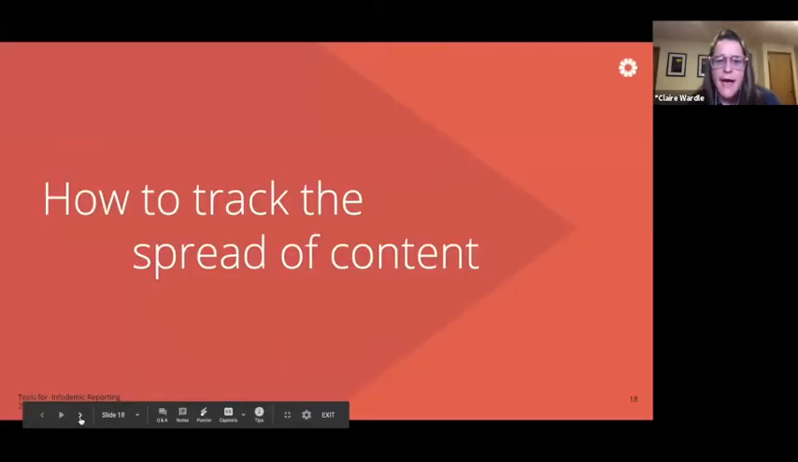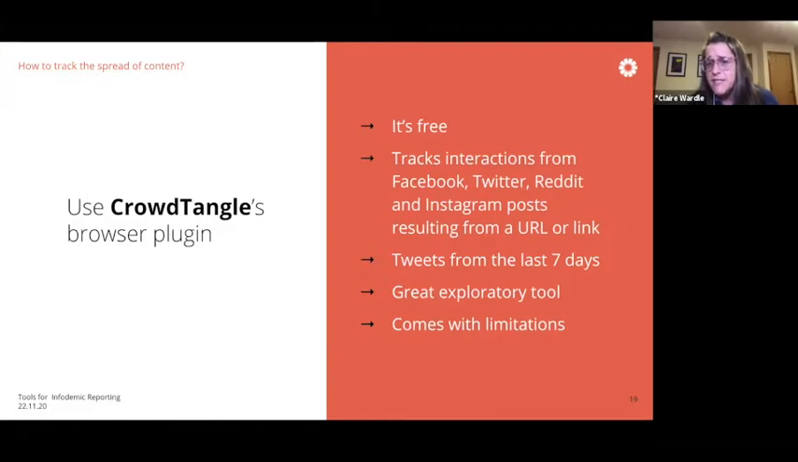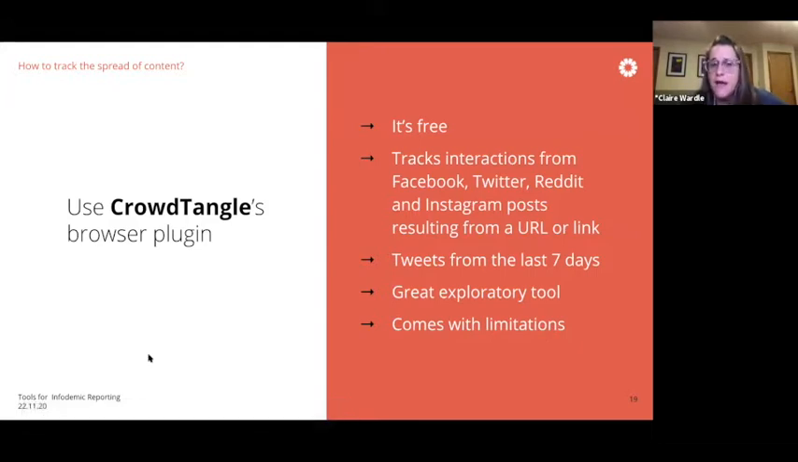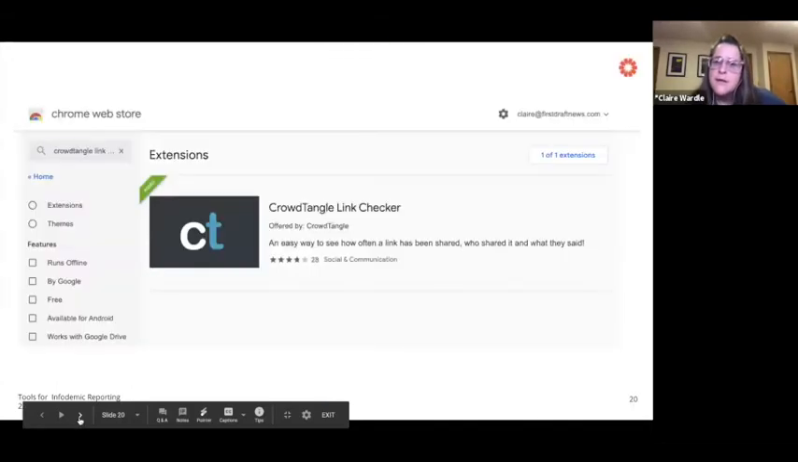Okay, so how to track the spread of content. This is one of the biggest questions that people always ask. And unfortunately, a lot of tools are paid for. And you heard the other day about CrowdTangle. I just want to remind you about their browser plugin. So it's free. It tracks interactions from Facebook, Twitter, Reddit, and Instagram posts and tweets from the last 7 days. And it's a great explanatory tool that anybody in your team, you can say, just download this and have a play around with. So it's called CrowdTangle Link Checker.